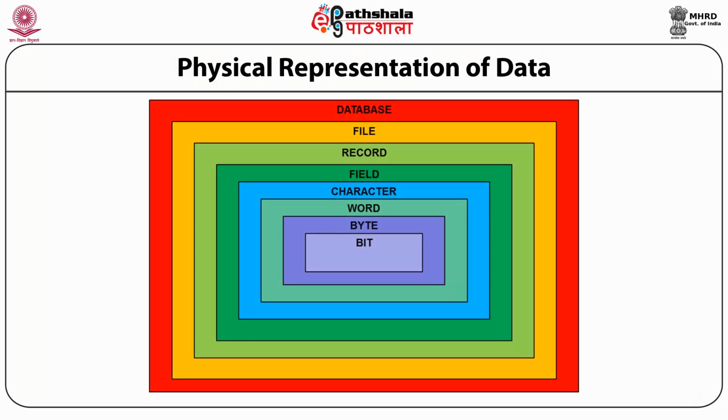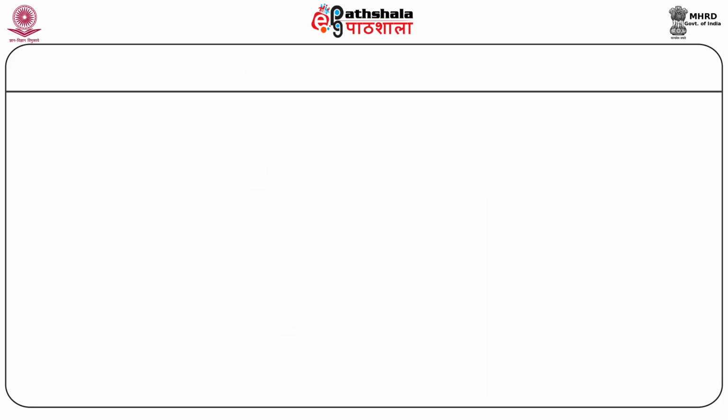This is the physical representation of data in a database. Here you can see that the red bordered area is the database. Inside this database we have several files. Then the files have records in them, and in the records we have several fields. These fields contain values in the form of characters or words, and these values are stored in the form of bytes and bits.